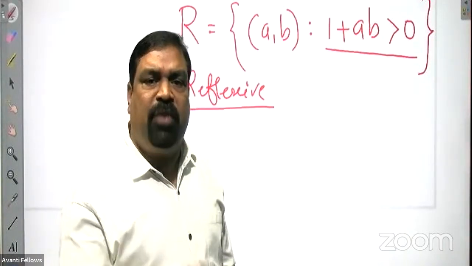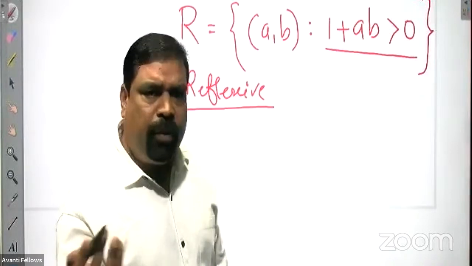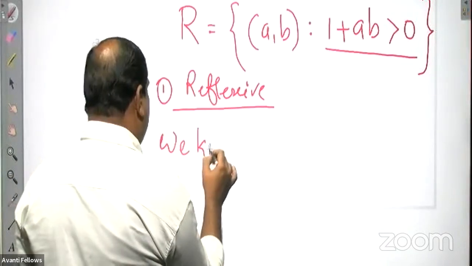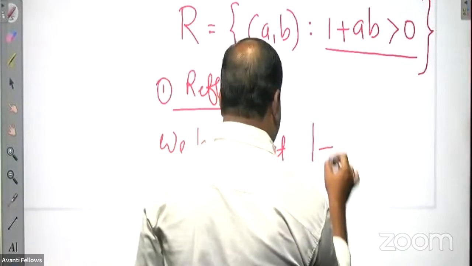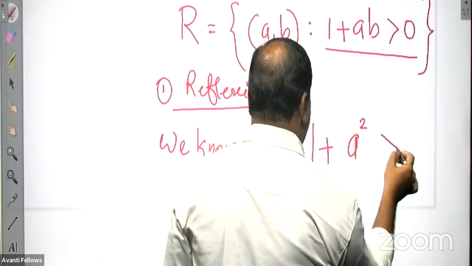1 plus A into A means 1 plus A square, which is always greater than 0, we know. That is all we have to write. We know that 1 plus A into A, A into A means A square, is always greater than 0.